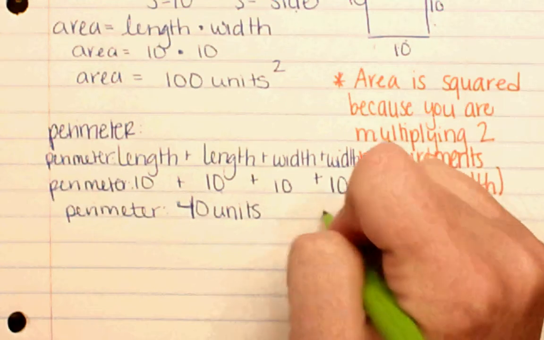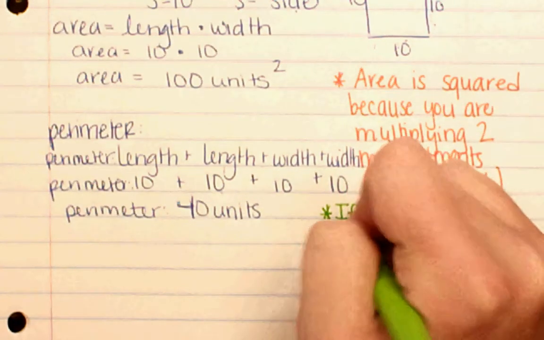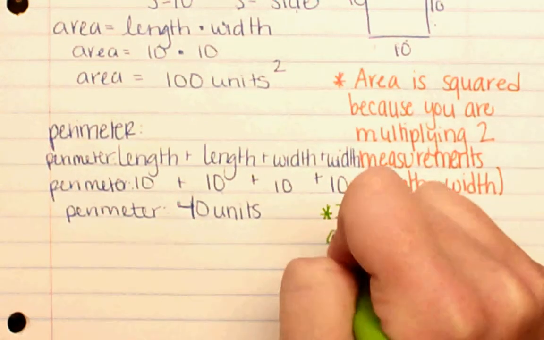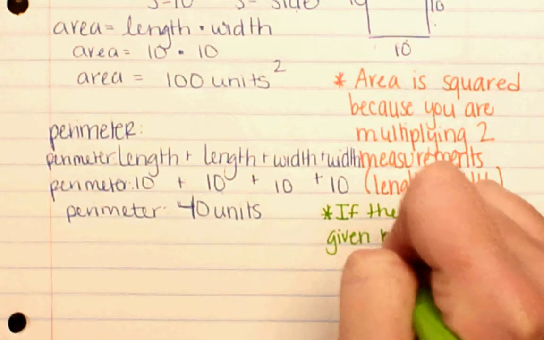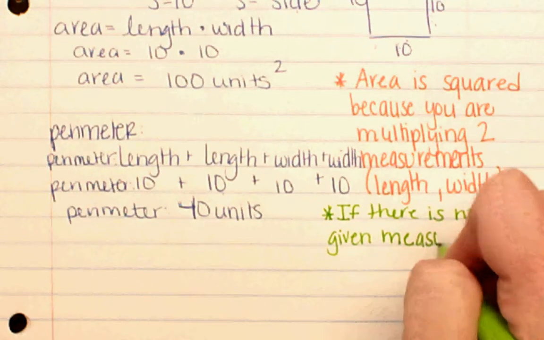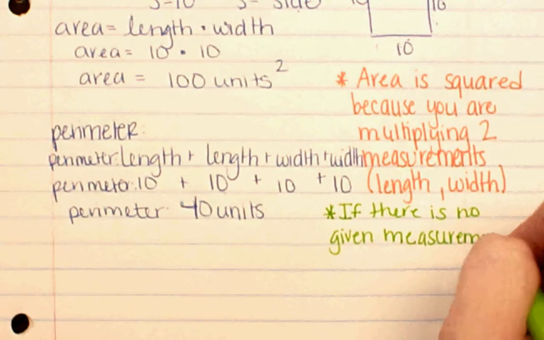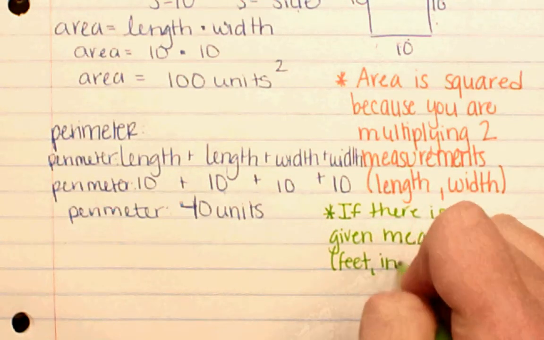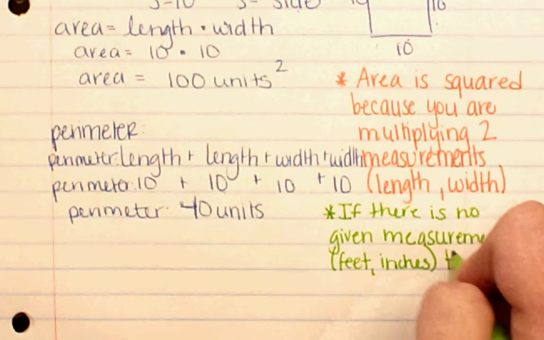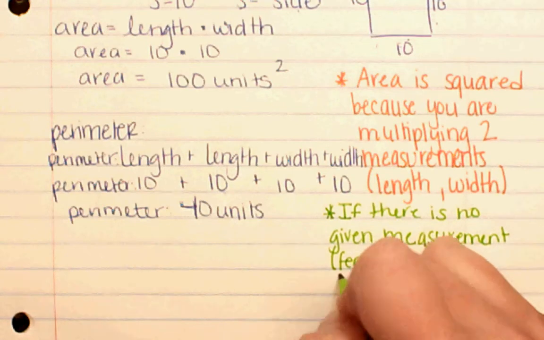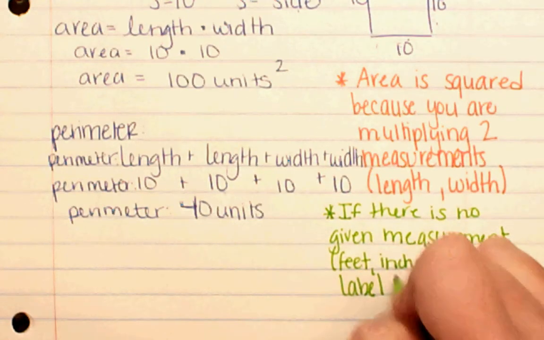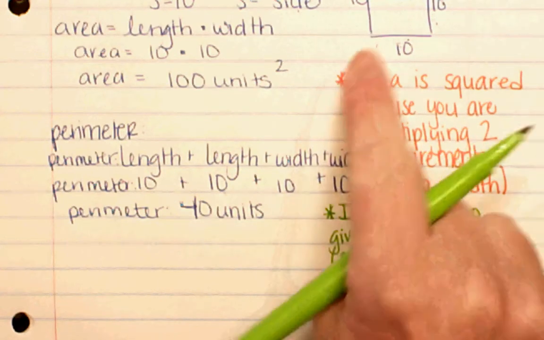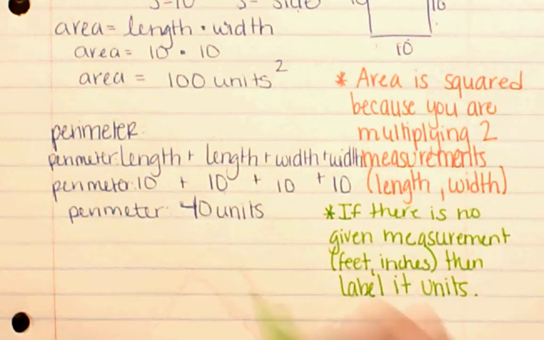If there is no given measurement, a given example would be feet or inches, then label it units. So since I didn't give you a measurement for these, we're just labeling it units.